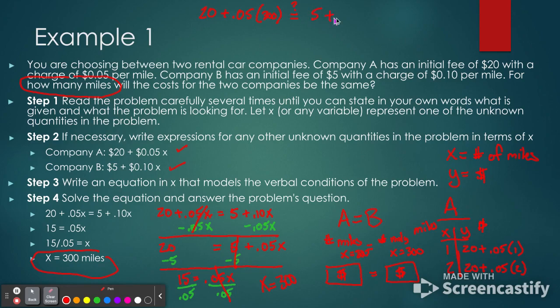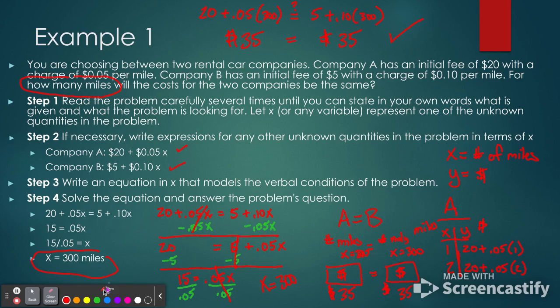And then 5 plus 0.10 times 300. All right, on the left-hand side, we plug that into our calculator. We find out that that's $35. Wow, that's cheap for a rental car. And on the right-hand side, we find out that's equal to 35. So check, we have the correct value. We know that it is going to be $35 for each car if we drive them 300 miles.